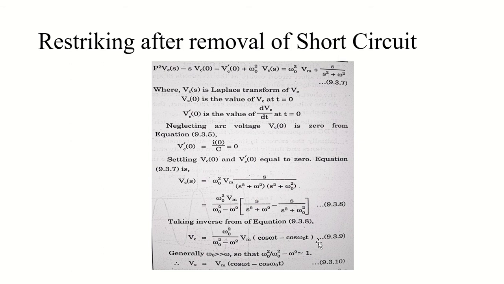So the natural frequency oscillations will persist for a small interval, and during this interval the change in the power frequency will be very small and negligible. And if we neglect that, then this cos omega t will be removed from this equation. So ultimately we will have vc equal to vm into 1 minus cos omega 0 t.